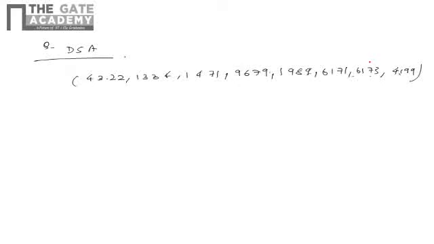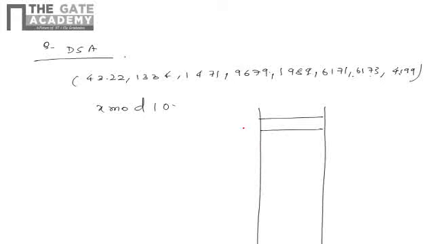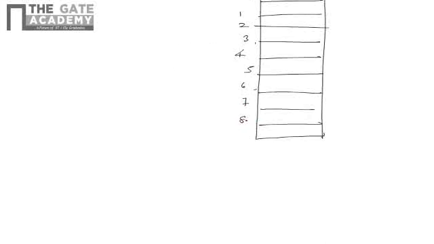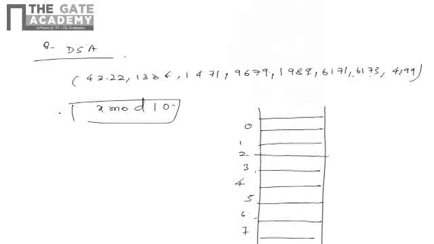Okay, so now this is the array and the hash function given is x mod 10, right? So we have to make a hash table for that. You know that the mod is 10, so the index will vary from 0 to 9, right? So 0 1 2 3 4 5 6 7 8 and 9. So this is the hash table, and the value of the hash function is x mod 10.